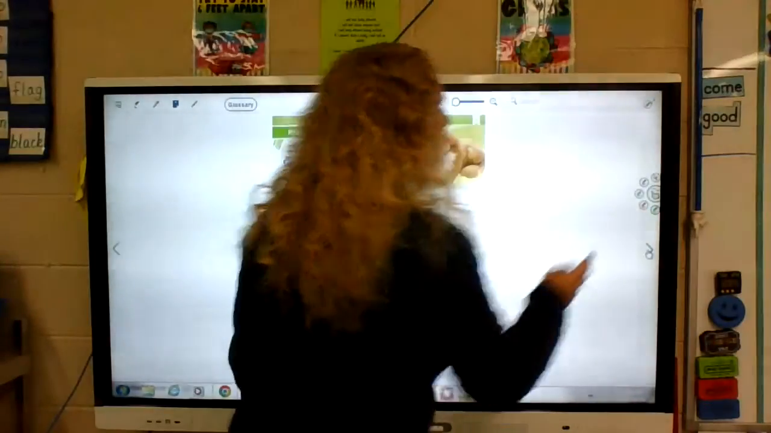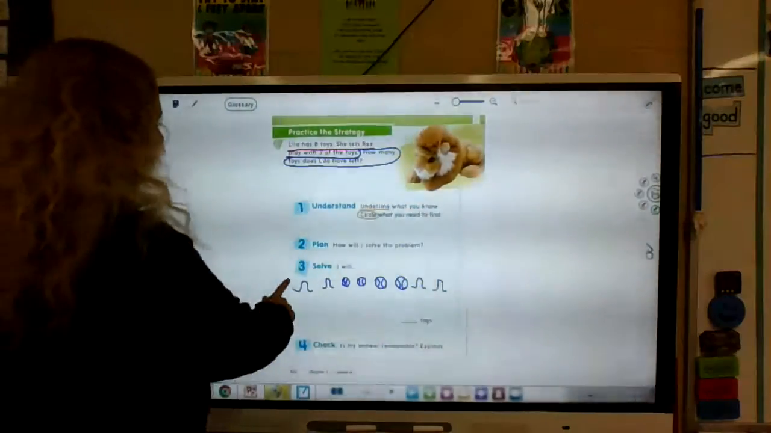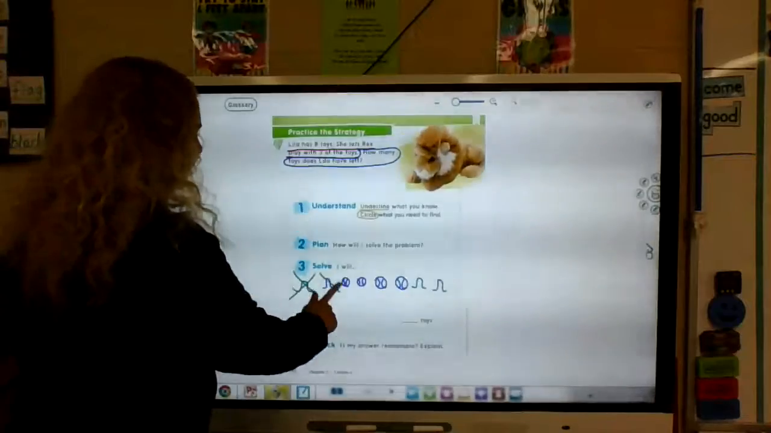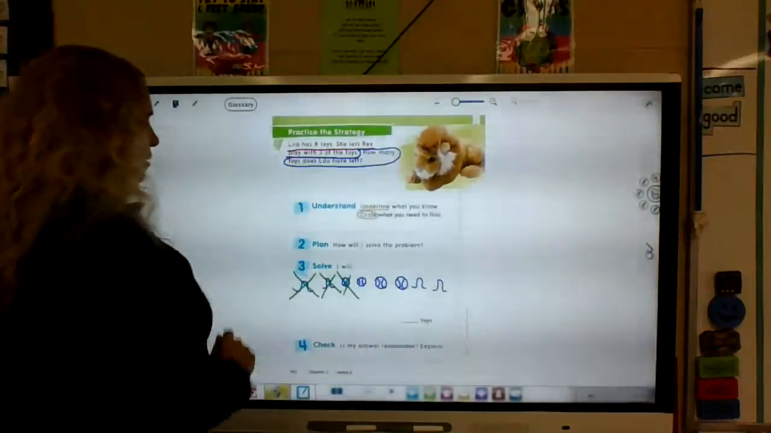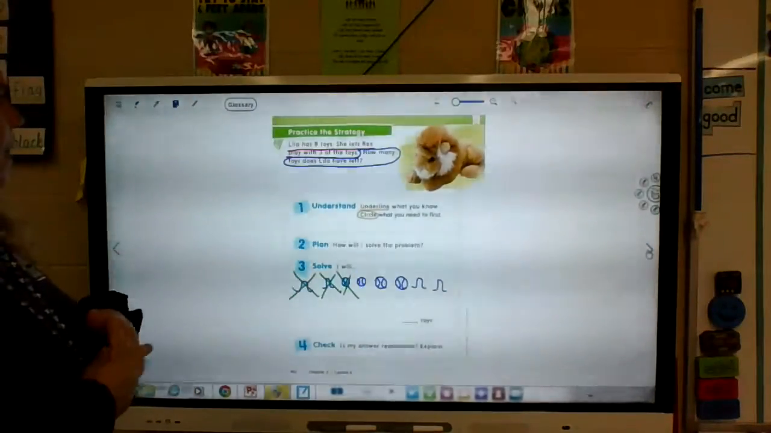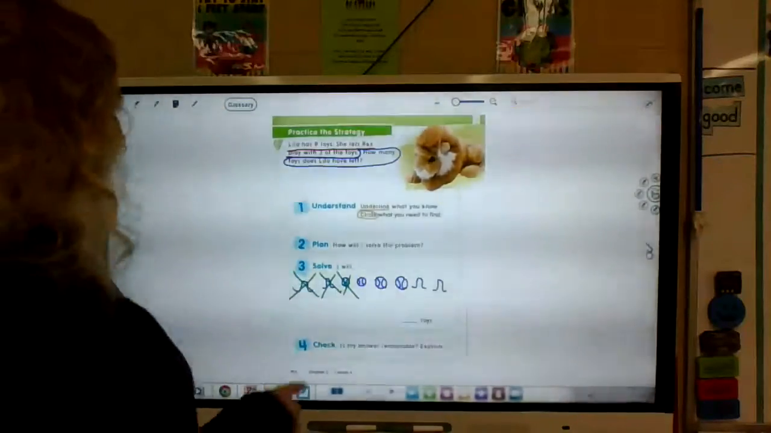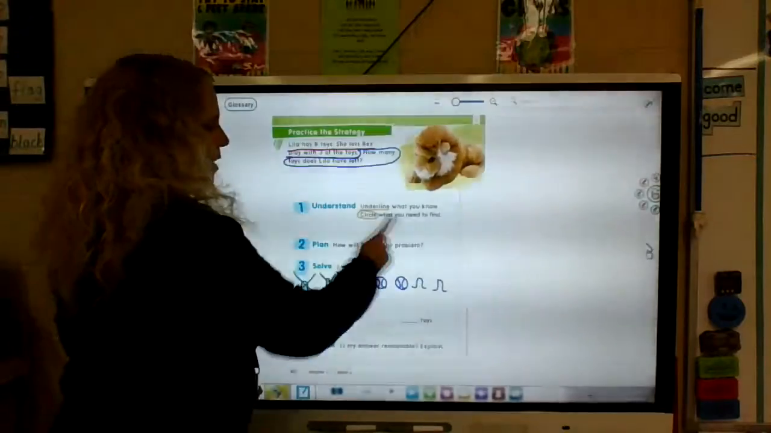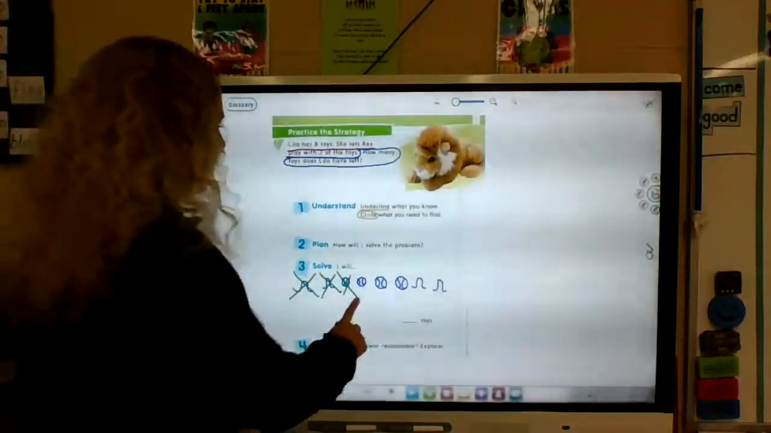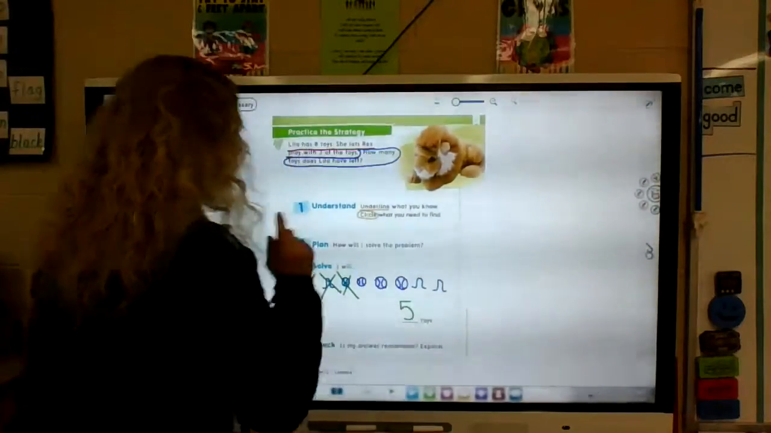Okay, let's cross off 3 toys. Doesn't matter which 3. So I cross off 3. How many toys does Lila have left? Look to see what you have left. 5, right, 5 toys are left.